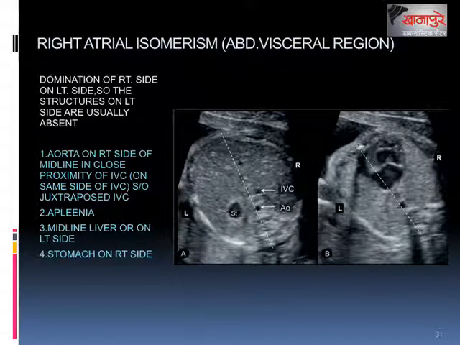What happened in the abdominal visceral region? As there is absence of the left side, that is prominence of the right side, right-sided structures are dominant. One, aorta on the right side of midline, suggestive of juxtaposed IVC. And two, central liver. Right-sided structures are absent like asplenia.